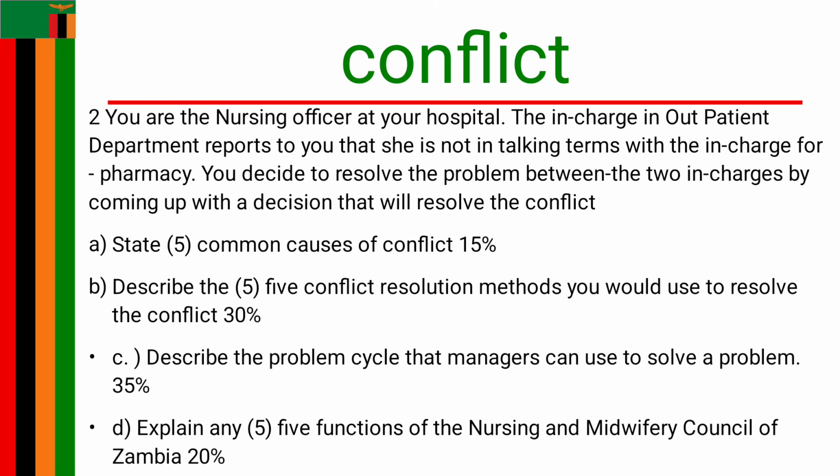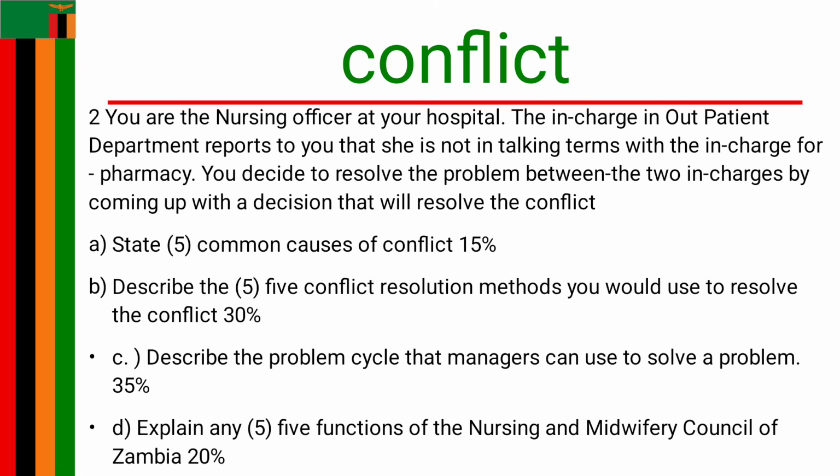You are the nursing officer at your hospital. The in charge in outpatient department reports to you that she is not in talking terms with the in charge for pharmacy. You decide to resolve the problem between the two in charges by coming up with a decision that will resolve the conflict. We go straight to question A. Question A is saying state 5 common causes of conflict.